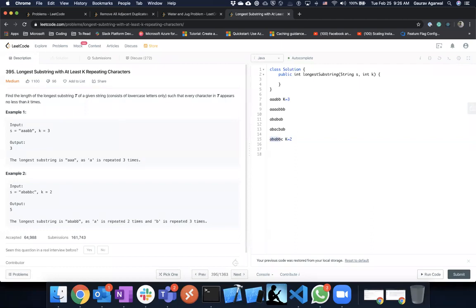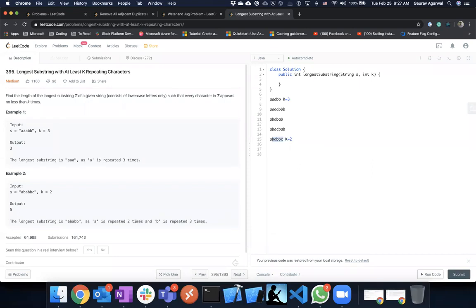Okay, 2 A's, 3 B's. Yep, definitely we can include that as an answer. So our result is 5 now. And then BA, BBC, we cannot include because A and C counts are less than K, less than 2. So we cannot include that. So that's one possible brute force solution.